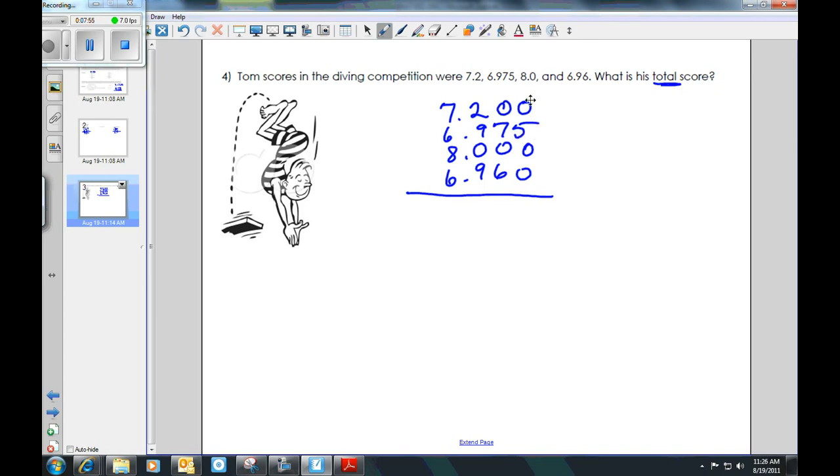So adding here, I get 5, 7, and 6 is 13. Carry the 1.